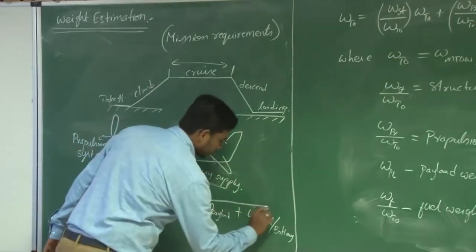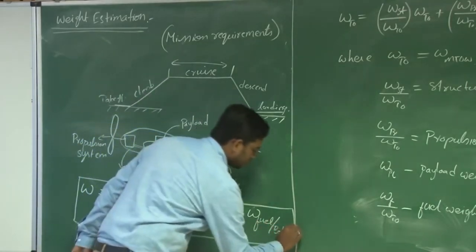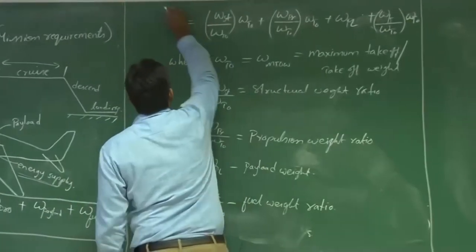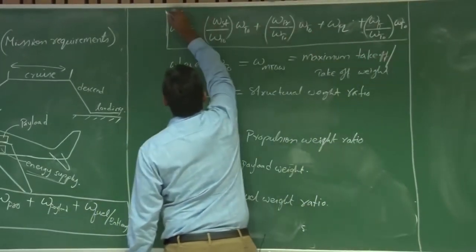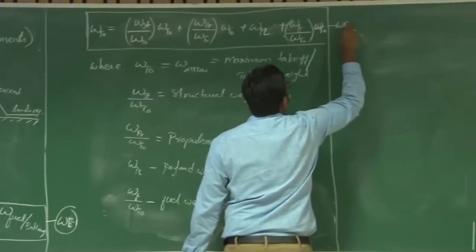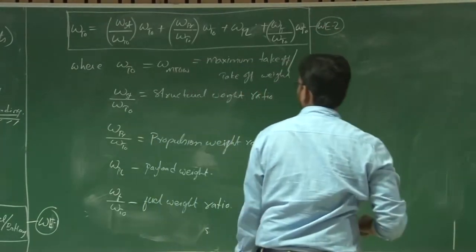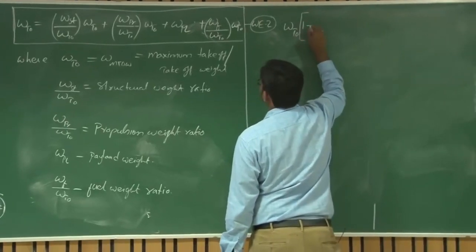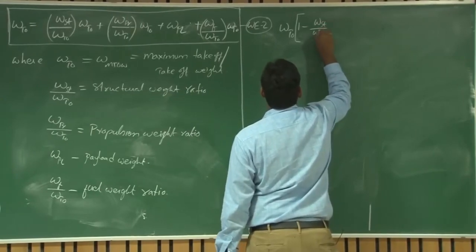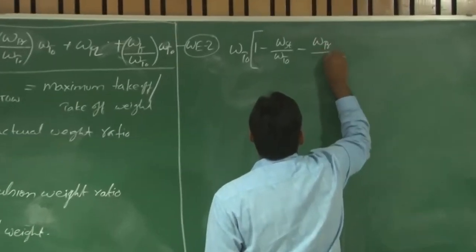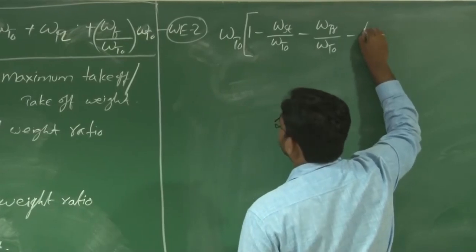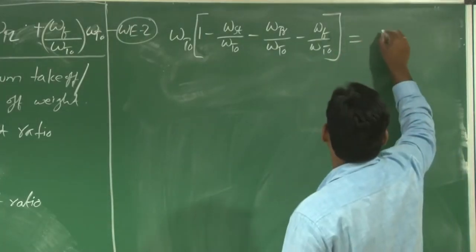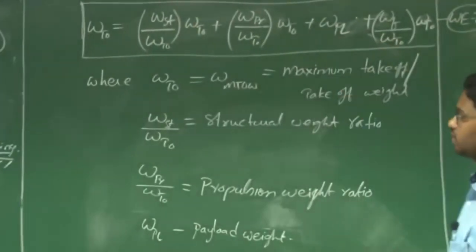So let us consider this equation as weight estimation 1, WE1, and this one as WE2. Okay. Now let us rewrite this WE2. Right. So W takeoff into 1 minus structural weight to overall takeoff weight, minus propulsion weight to W takeoff, minus fuel weight ratio, is equal to what we are left with on the right-hand side, which is the weight of the payload.